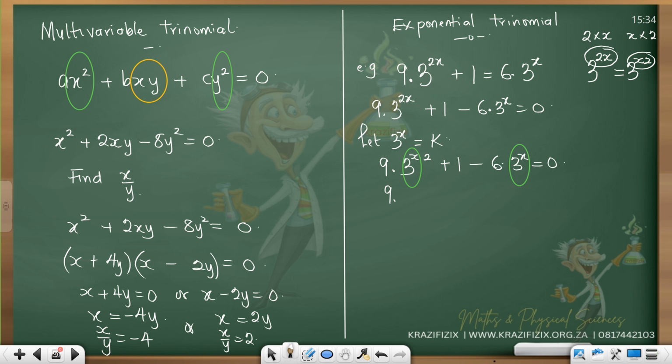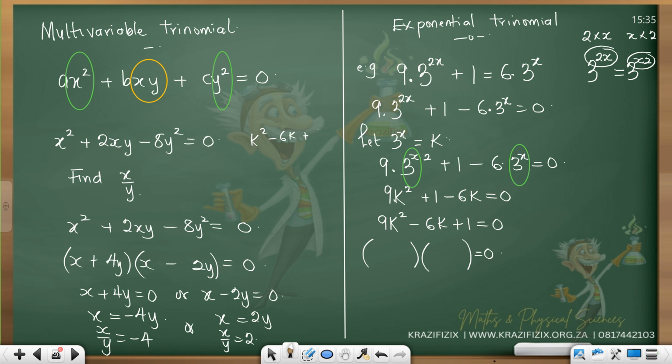What do you notice? 9k to the power 2 plus 1 minus 6k. Let's arrange it. 9k squared. What do you notice? It is a trinomial. So everything we're doing is bringing us back to that trinomial. Can we factorize this together quickly? I'm going to clean it from here.